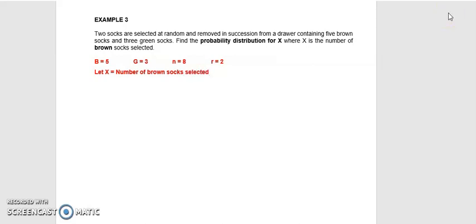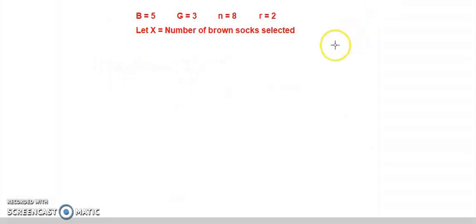For this type of question, it is easy for us to use a tree diagram in order to get the probability distribution. Now look at how to draw the tree diagram for this experiment. Since the number of selections is 2, later on we will have 2 branches. So this is the first selection.